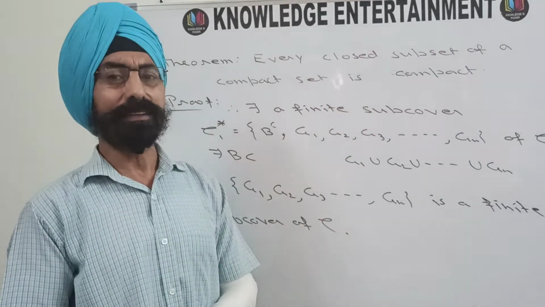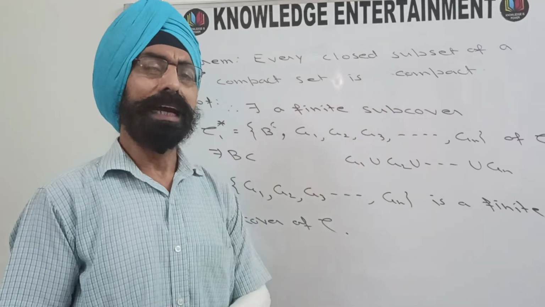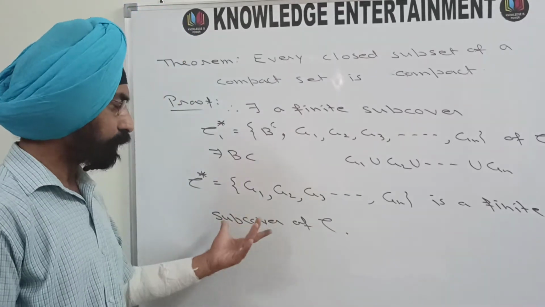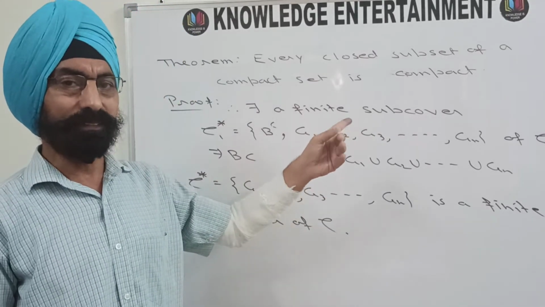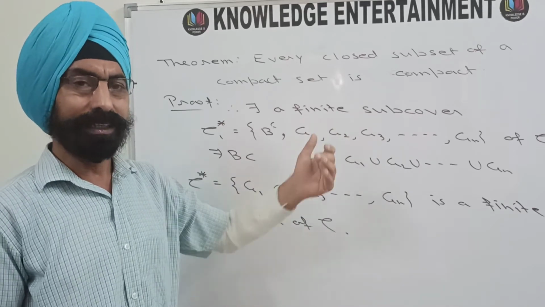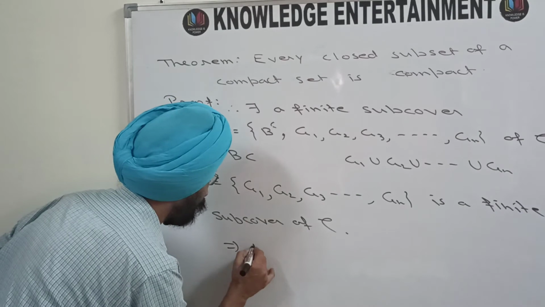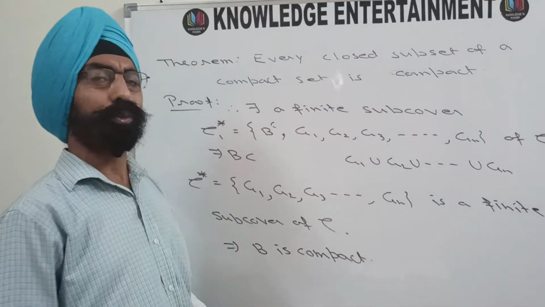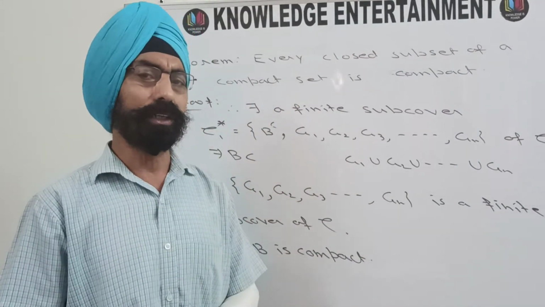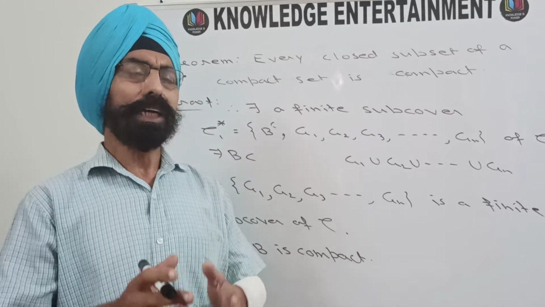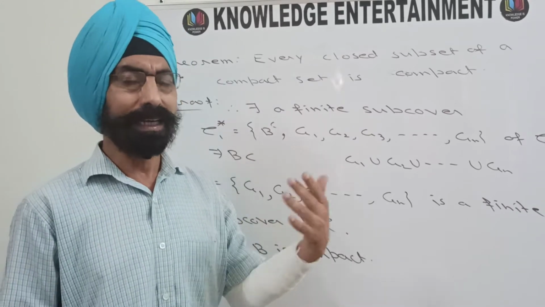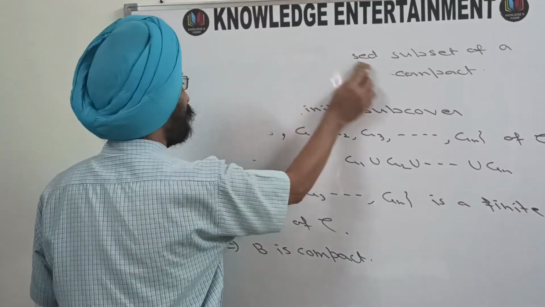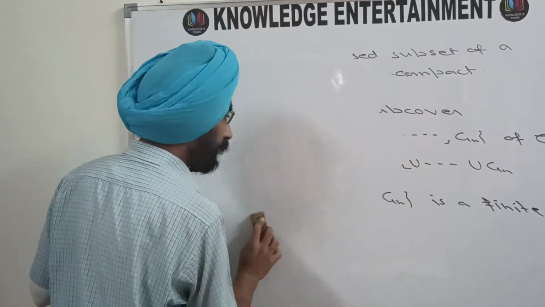B was a closed set. You have taken an open cover C of B and now you have obtained a finite subcover of C. That means the set for which you have taken the open cover, B, is compact. So B is compact. The result we have proved now is a very important result, that a closed subset of a compact space is compact. We will use this result widely in the coming theorems.